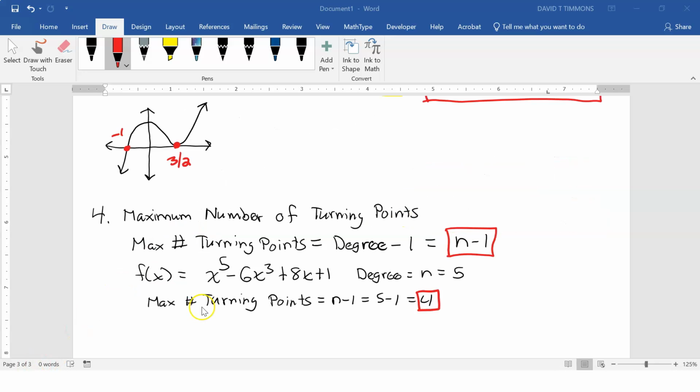There's one last little topic I will include in this video that we're going to use when we graph polynomials, and that's the maximum number of possible turning points. And essentially, it's a very short formula. It's the degree of the polynomial minus 1.